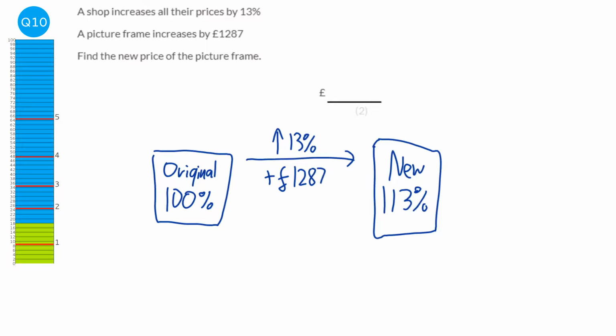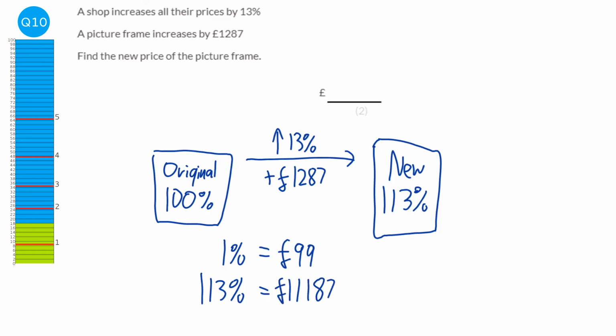So what we're going to do is work out what 1% of the price increase is. Instead of 13%, we're going to work out what 1% is. And we're going to do that by dividing the amount by 13. And we get 99. So 1% of the original represents £99. But the new amount is 113%. So we need to times the £99 by 113, which gives us £11,187. So the picture is now worth £11,187.